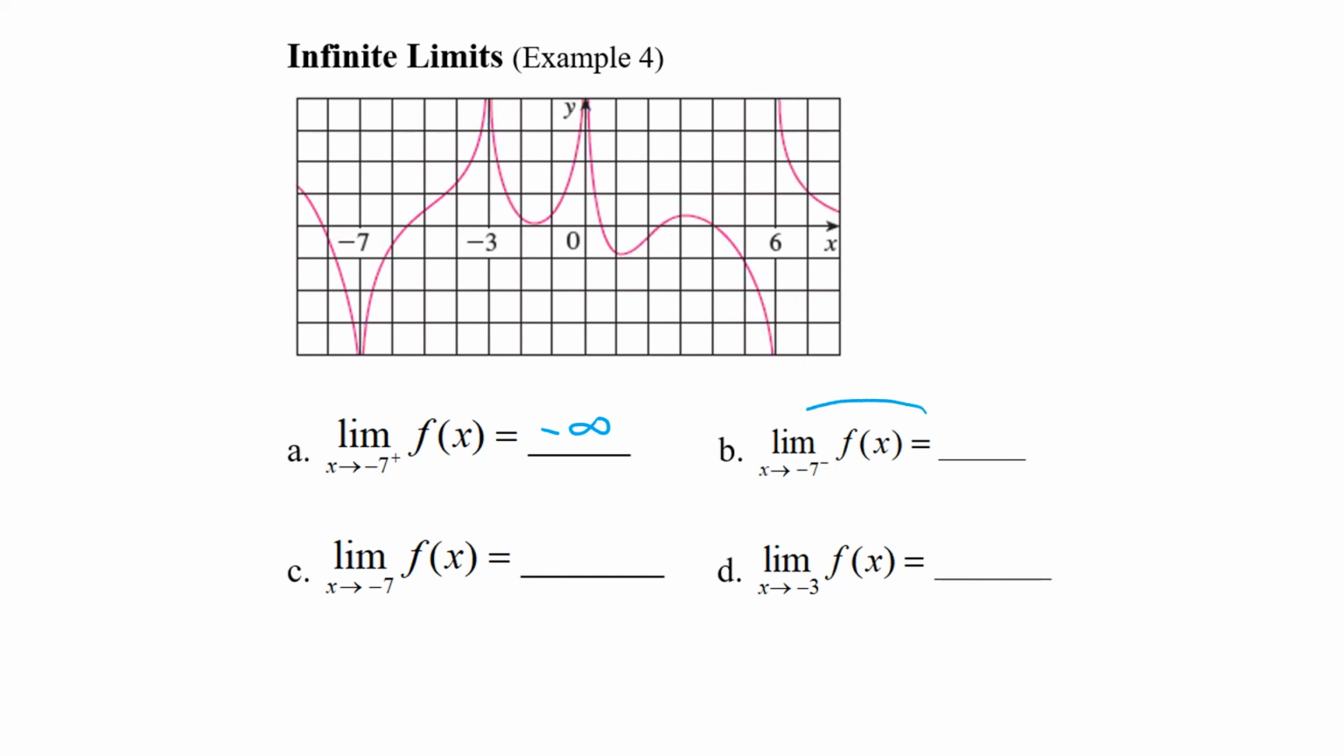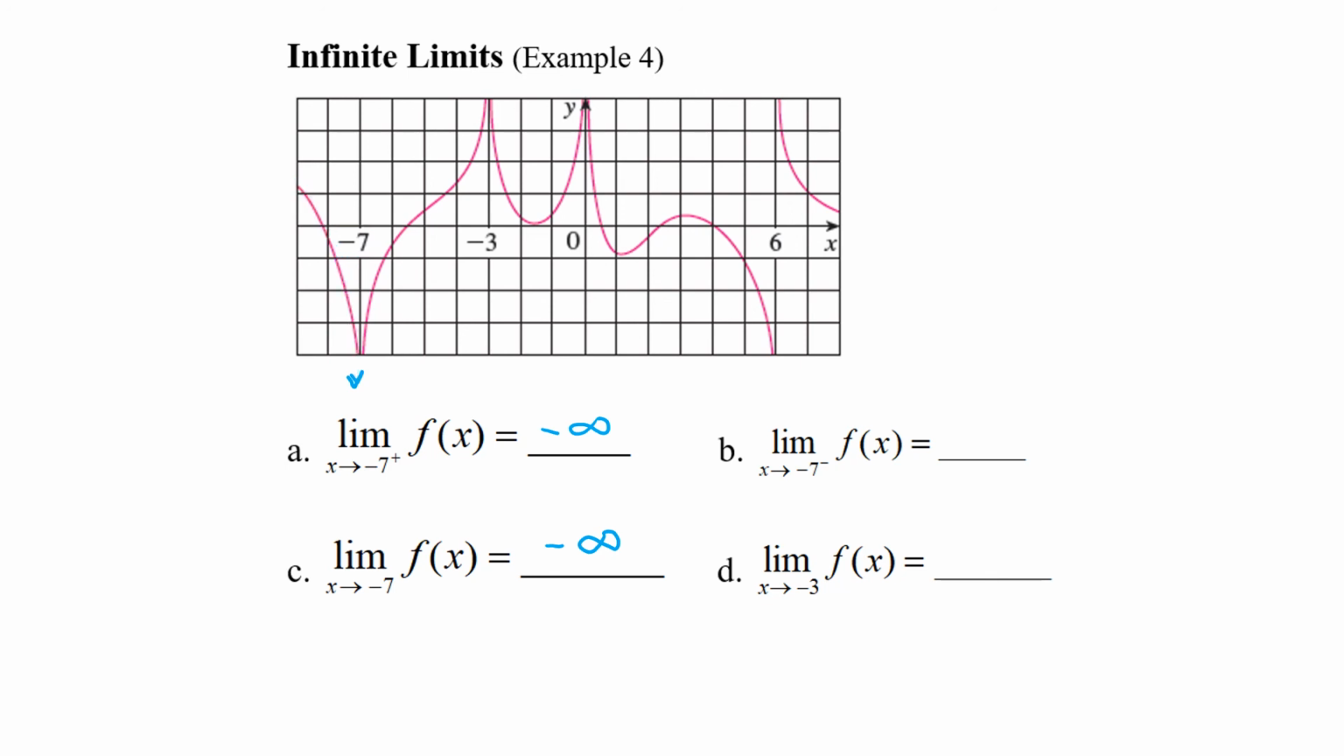Now let's look at the limit as x approaches -7 from the left. I'm still approaching -7, but now I'll start on the left side. And again, I'm hitting this vertical asymptote, and this piece of my function here is heading towards -infinity. Since my left and right-hand limits are both approaching -infinity, that means the limit as x approaches -7 is -infinity.